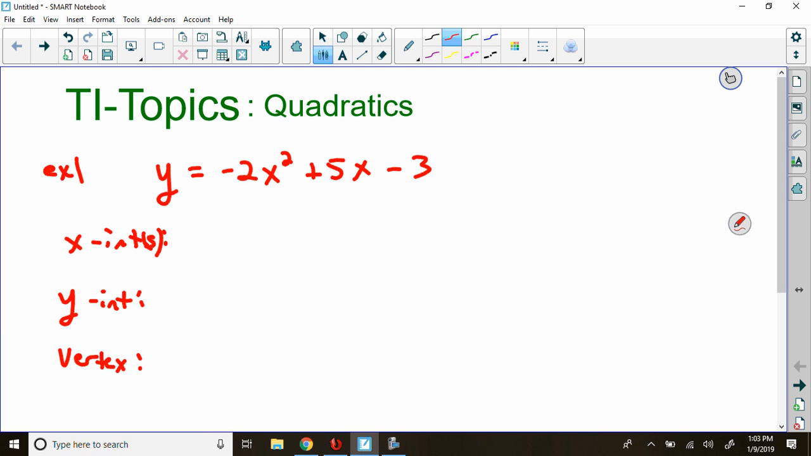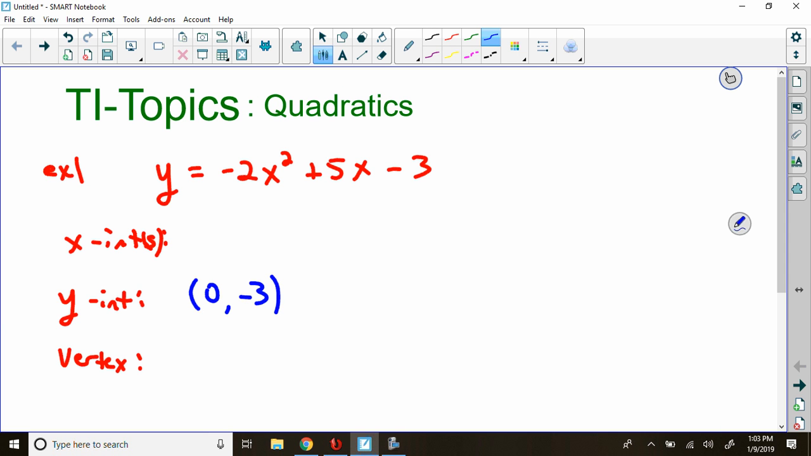Now, of those 3, there's one that we should be able to find with a standard form function without doing any work, without even touching the calculator. Who knows what it is? The negative 3 is our y-intercept. So our y-intercept is the ordered pair 0, negative 3. So we shouldn't even have to do any work on a calculator for that.